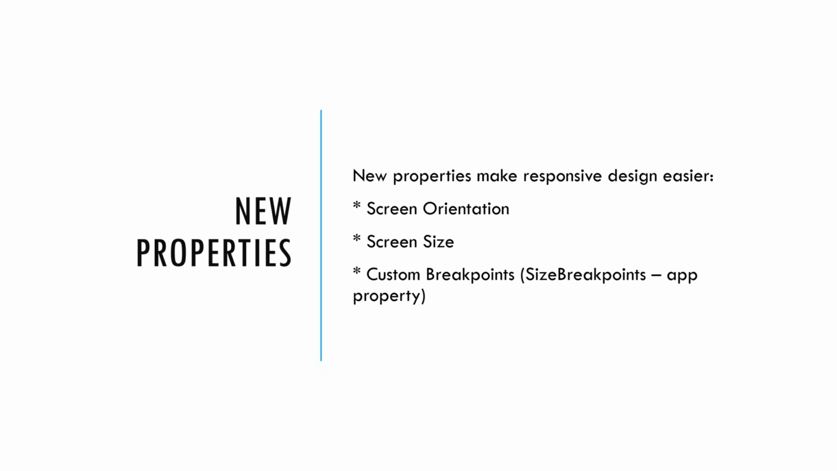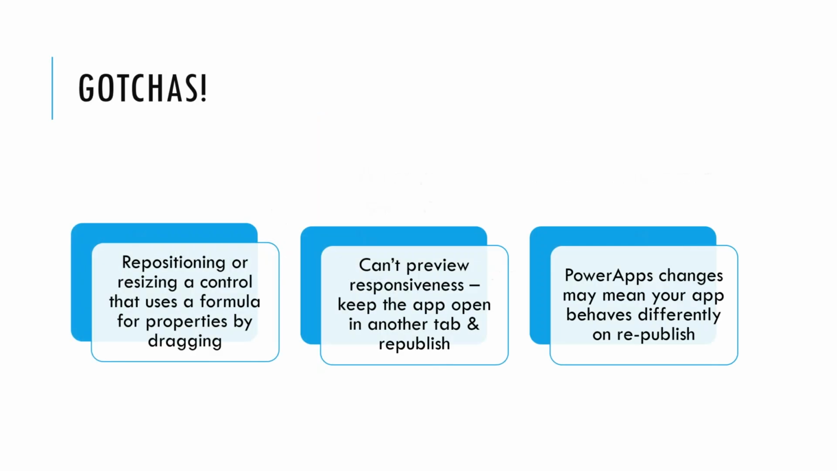Screen orientation is one of them. It's a property of the screen. There's screen size, again, that's a property of the screen. And then there's custom breakpoints, which are size breakpoints, and those are an app property. Again, we're going to take a look at the documentation. I just wanted to kind of bop through my slide deck first.